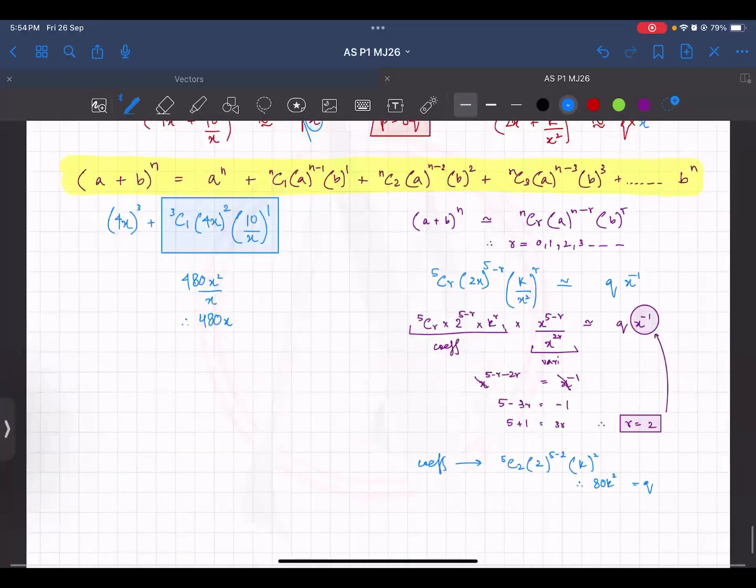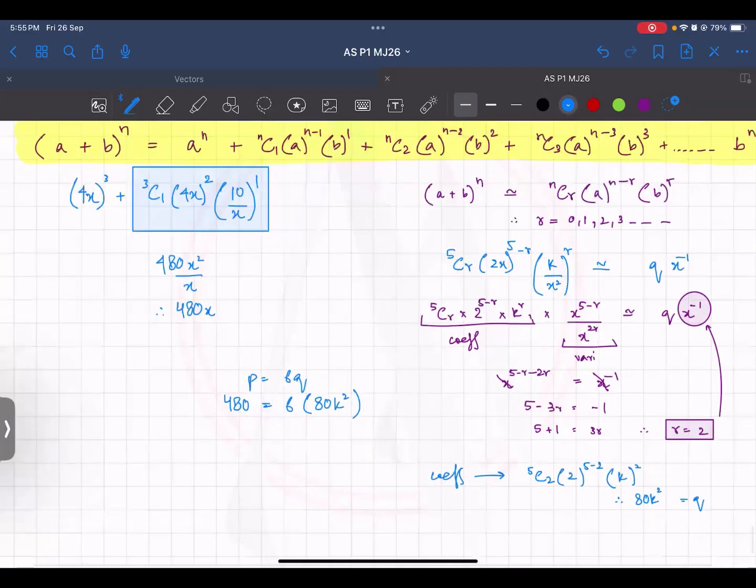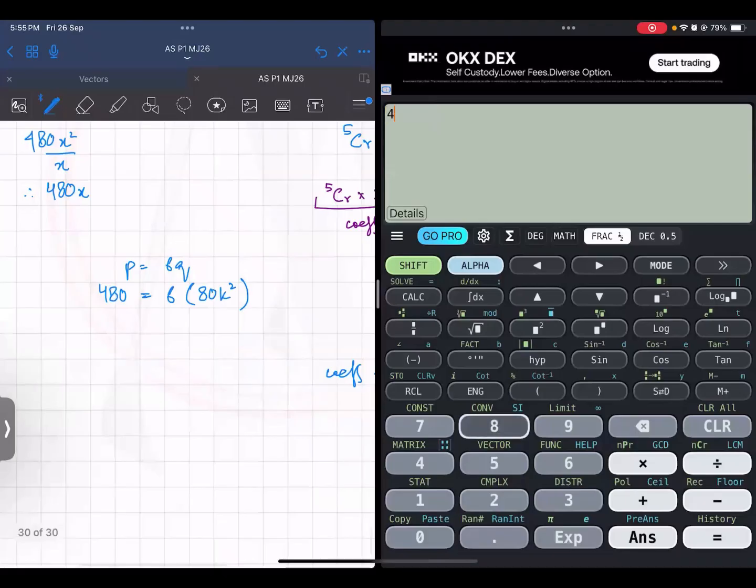And then we know that p is equal to 6q. So p is 480 into 6 and q is 80k square. So what are you getting? 480 divided by 6 times 80. So k square is 1, and therefore your value of k will be plus minus 1.